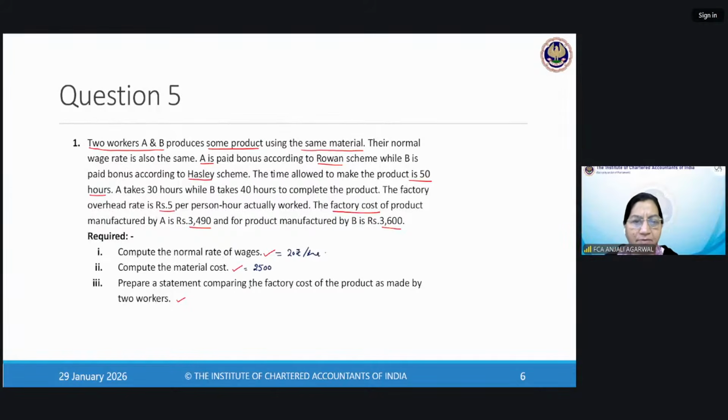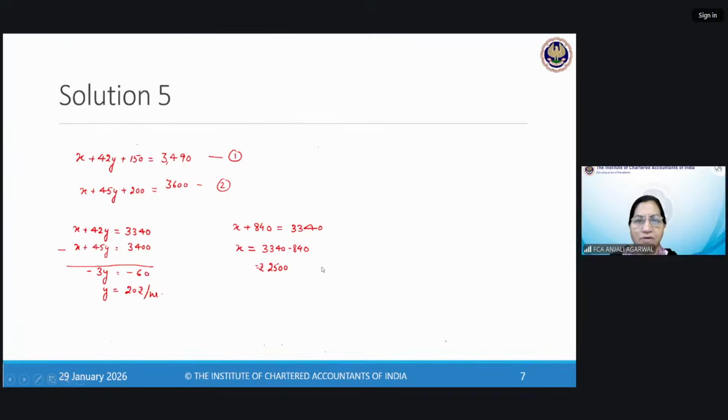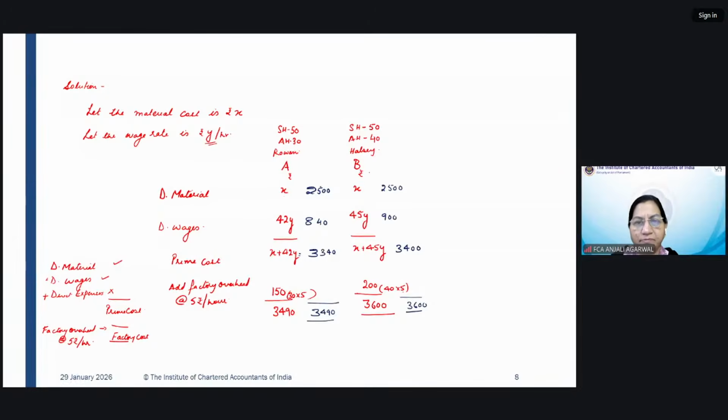And you can prepare a statement comparing the factory cost of the product as made by the two workers. So you can finally prepare the statement of factory cost using X as 2500 and hourly rate as 20 rupee per hour. And this is how we can compare. So since A has saved more time, the overhead cost was less, as well as he was under the Rowan scheme. So the benefit of the extra 10 hours saved was not very high.